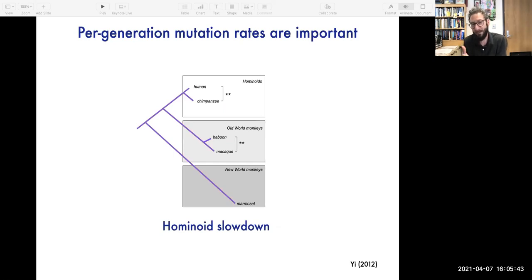So this is a famous pattern that I'm showing here, the hominoid slowdown, which is that the nucleotide substitution rate is actually slower in the hominoids, humans and chimps, than it is in the old world monkeys, here baboon and macaque, and that's slower than, again, the new world monkeys. This is a bit of an exaggerated tree, but you get the general idea that there's this relationship between the different taxonomic groups and the substitution rate, and we have some idea that that should be tied to the actual nucleotide mutation rate if it changes so much among species. So mutation rates vary and they're important.